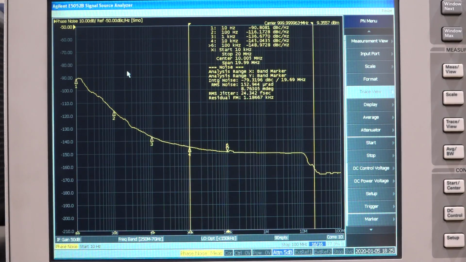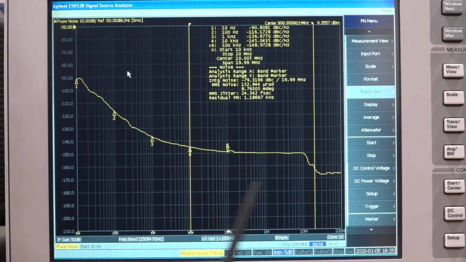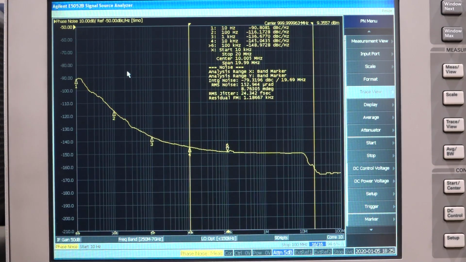And here's our plot over here. We're looking at the 10 Hertz offset all the way up to a 100 megahertz offset over here. And you can see the shape of the curve is as to be expected. Now the numbers here are really astonishing.